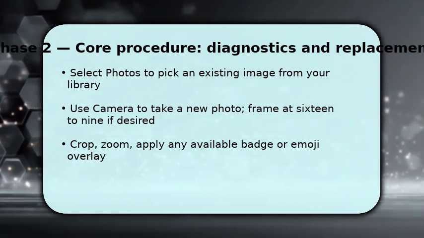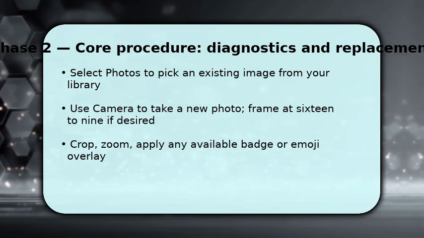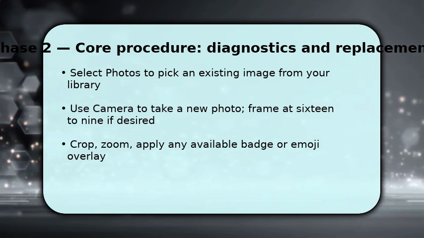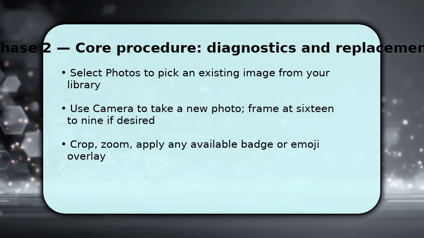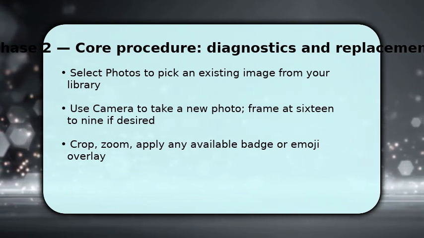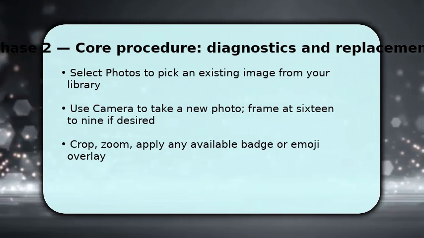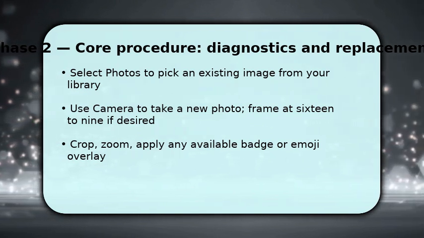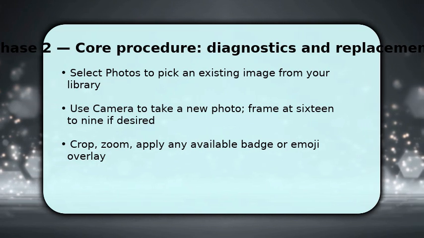Tap Photos to browse your library and select a picture, or choose Camera to take a fresh shot. Frame it well and tap Use Photo. After selection, you'll see crop and zoom controls. Adjust the image so the subject is centered, and use any provided badge or emoji overlays for flair. Make sure the image meets community guidelines and looks clear at smaller sizes before continuing.